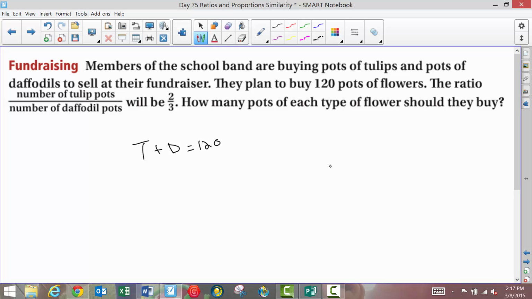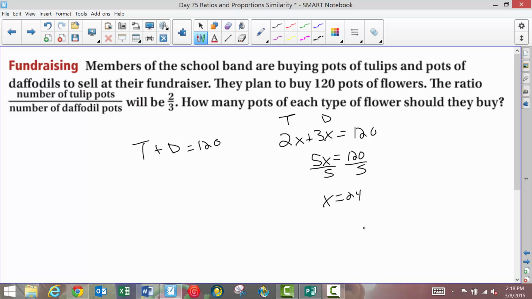So my equation to solve this is 2x plus 3x equals 120, because the 2x represents the tulips and the 3x represents the daffodils. If I buy one quantity of each, I'm still in the ratio of 2 to 3. So to solve this, I have 5x equals 120, divided by 5 on both sides. If I do 120 divided by 5, I get x equals 24.